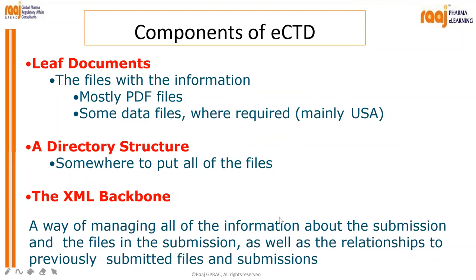Okay. And the XML backbone means a way of managing all the information about the submission and the files in the submission, as well as the relationship to the previously submitted file and submission. What does it mean? It is the TOC, like the table of contents of the whole entire CTD, correct? And it is also linked with the previous submission. In case of variation, you can link a parallel variation also with the help of eCTD.